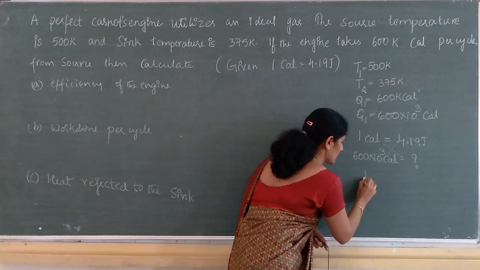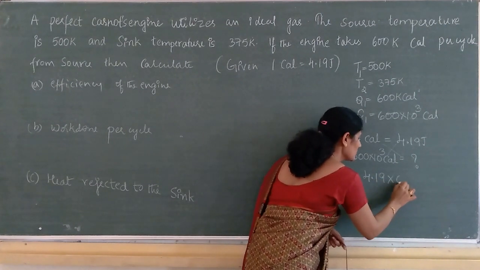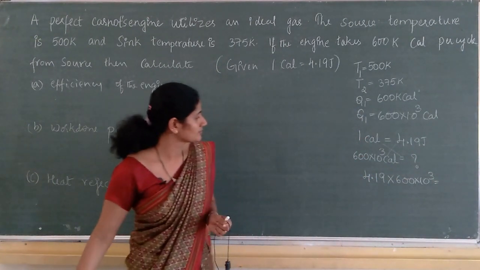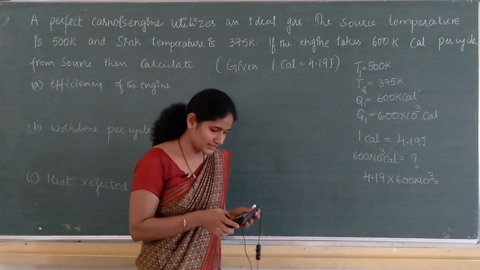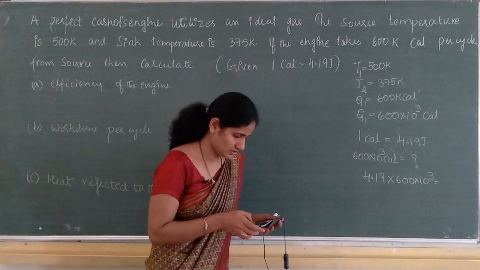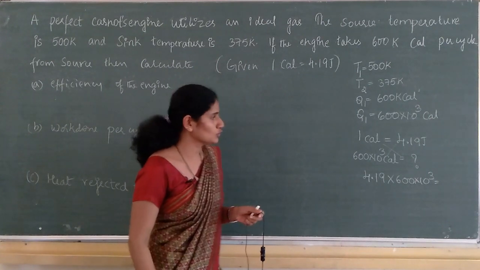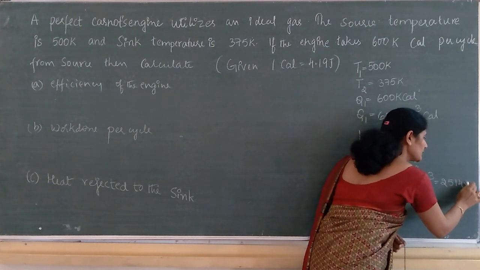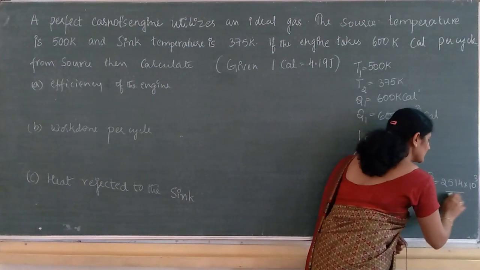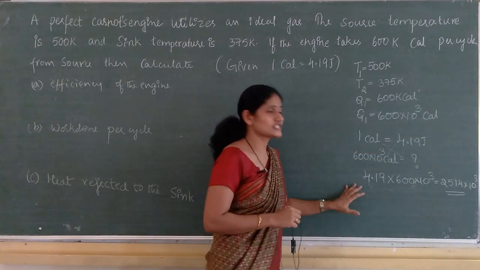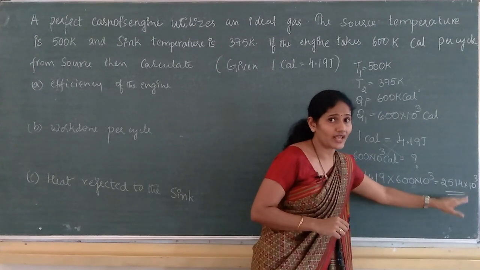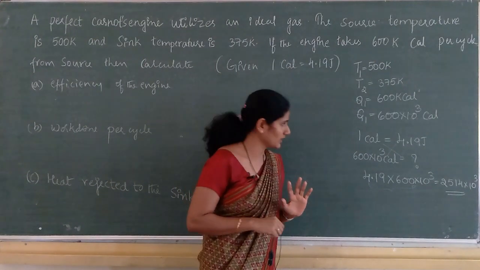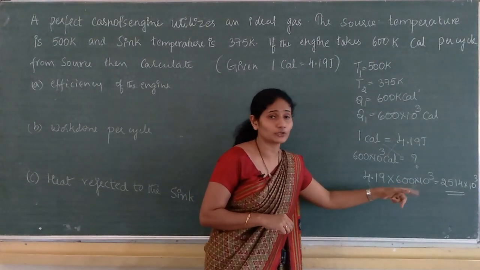Cross multiply. 4.19 into 600 into 10 to the power 3 is equal to how much? 4.19 into 600 is equal to 2514. 2514 into 10 to the power 3, this is joule. This much joules of energy is taken by the Carnot's heat engine. Okay. So, Q1 is 2514 into 10 to the power 3 joules.